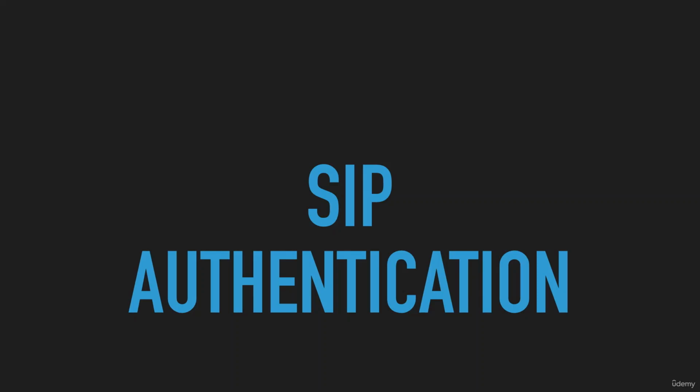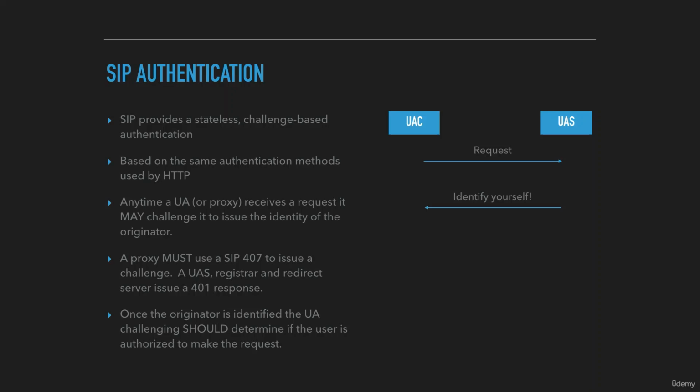SIP authentication. SIP provides a stateless, challenge-based authentication. It's based on the same authentication methods that are used by HTTP, and anytime a UA or a proxy receives a request, it may challenge it to really find out the identity of the originator. A proxy must issue a SIP 407 to issue a challenge, while a UAS, a registrar, and a redirect server can do a 401. Once the originator is identified, the UA challenging should determine if the user is actually authorized to make the request.